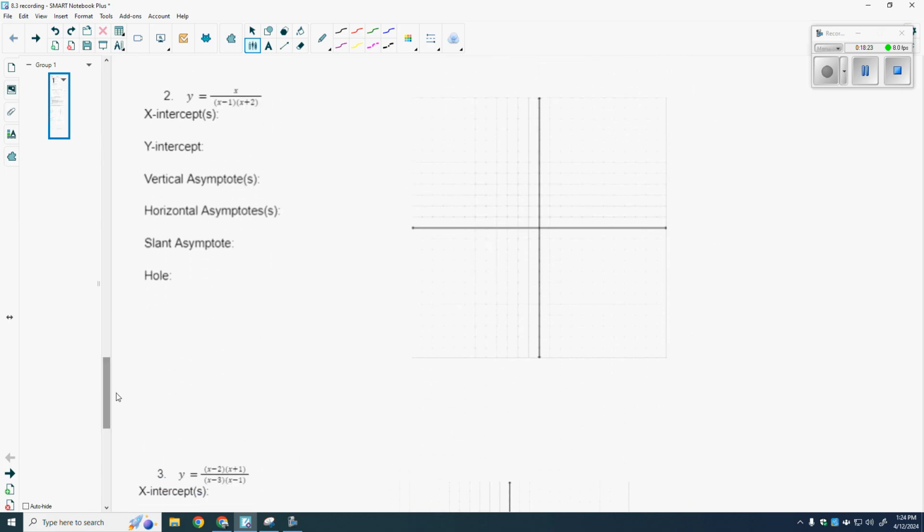Okay, number 2. See if you can hit pause and at least answer these questions. You may not be able to graph it. I don't expect you to be able to graph it. See if you can answer these questions based upon the definition.